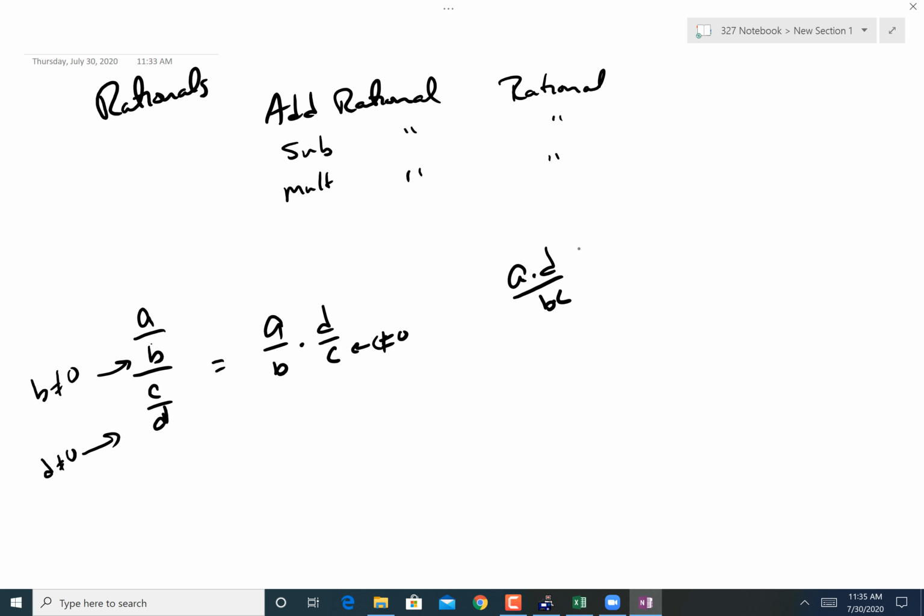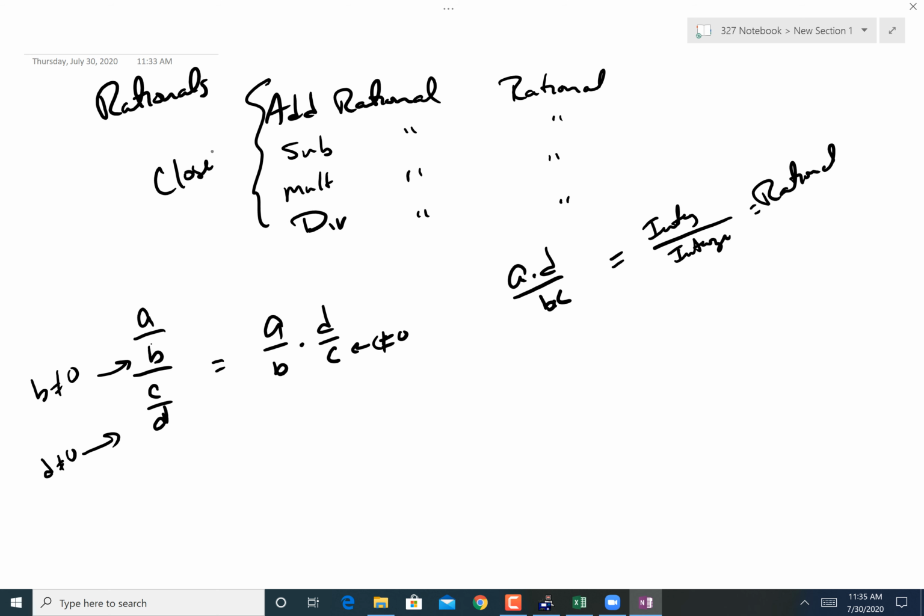An integer times an integer is an integer. That's cool. And the ratio of 2 integers is rational. Nice. So what does that tell me? It tells me that division is also closed. All 4 of these are closed in the rationals. Okay? So just be aware of that. That's always going to be true.